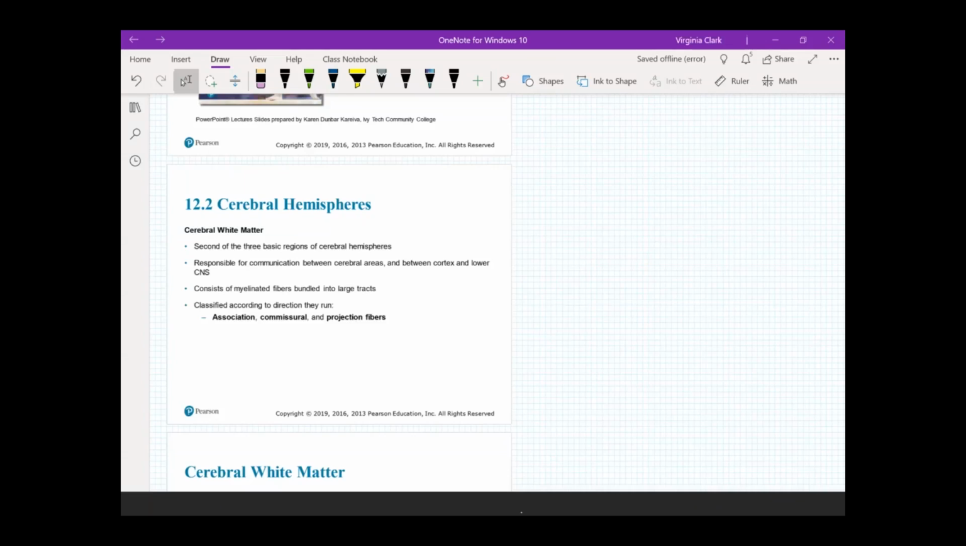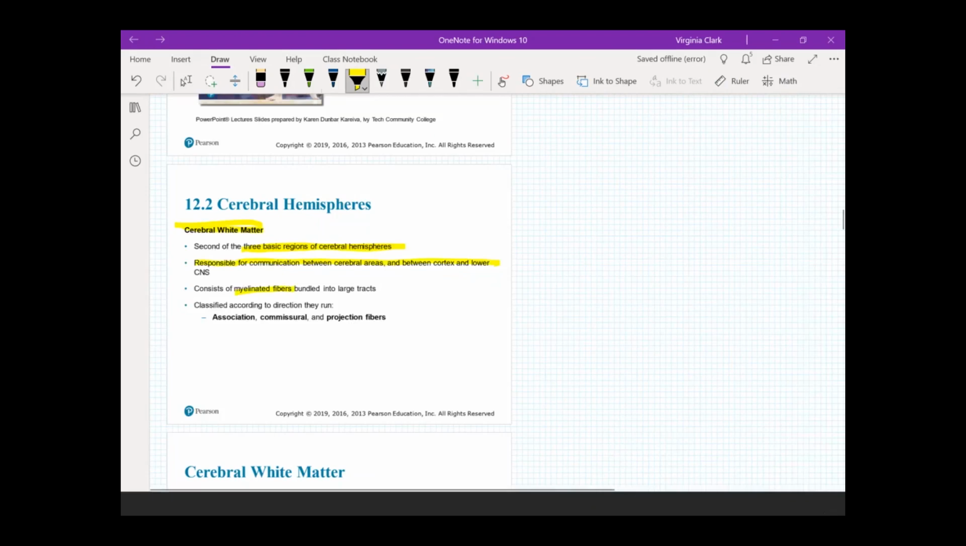Okay, so this next section is going to be 12.2, and we're going to be talking about the cerebral white matter that is found in our hemispheres. So basically, this is the communication pathways that we're going to have from section to section. Remember, white matter means that they're axons, so there is myelin. There are three basic regions inside our cerebral hemisphere. Cerebral white matter is one of them. And basically, it's the communication between all areas of the brain. Again, it is myelinated fibers.